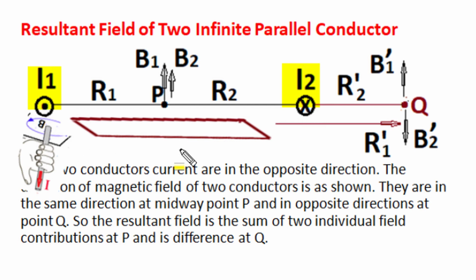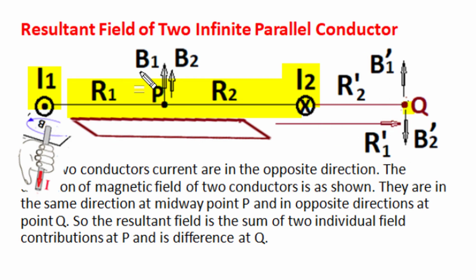Earlier the two currents were in the same direction. Now these two parallel currents are in opposite direction, and we have to find the resultant magnetic field on the joining line at the middle position, somewhere in the middle of the two, at P, and to the right of the right conductor at Q.